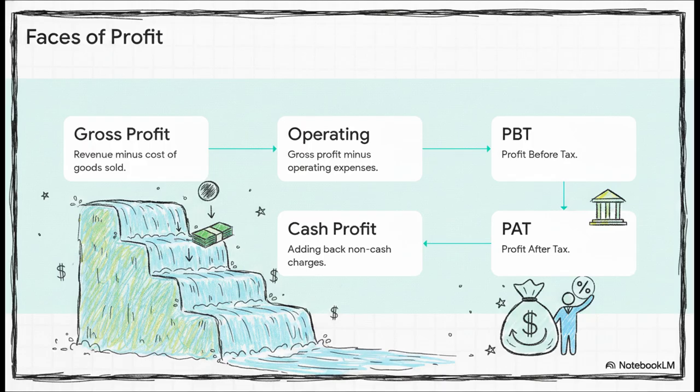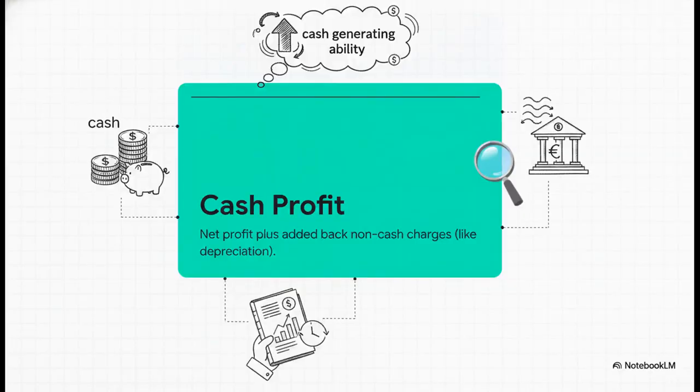But the ultimate truth teller of a company's health? That's step 5, cash profit. Now, you might be wondering, why do we add back non-cash charges like depreciation? Well, because depreciation is basically an accounting ghost. No actual cash left the bank account when that expense was recorded. Adding it back reveals the true hard liquidity that was generated by the business operations for that year.